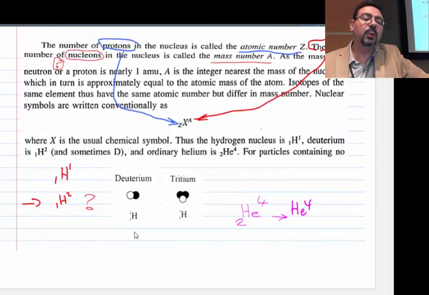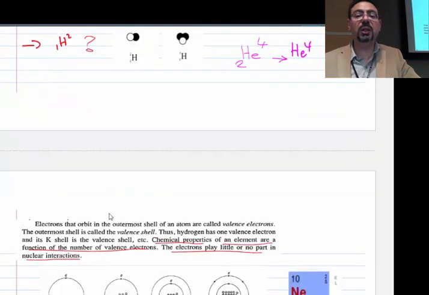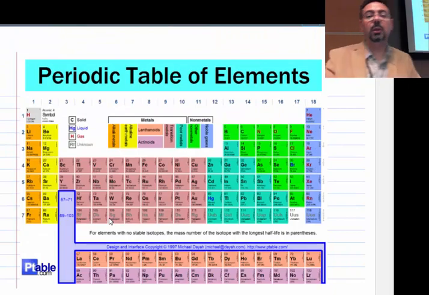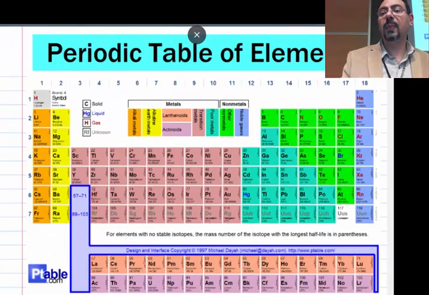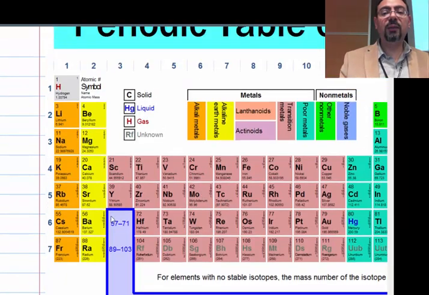In some of the problems, basically, you will calculate how many protons and how many total are inside here, and then you will be required to figure out what is the element that we are getting from this reaction. So how do you do this? You go to the periodic table over here, and you will basically find out.